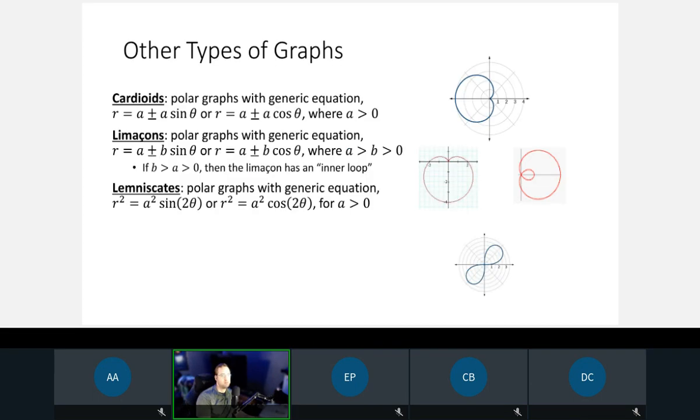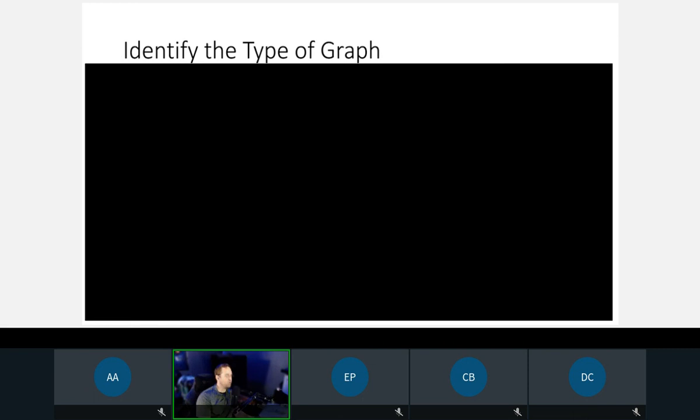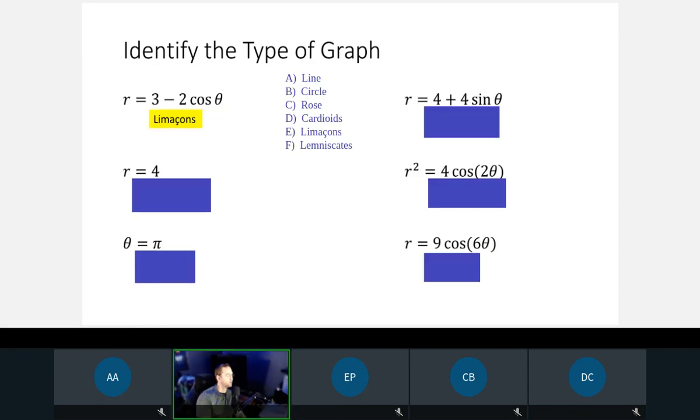playlist. Here we go. So let's go over these answers real quick. Time's running out. So number 1, that is a limaçon. A and B are different, so it's not a cardioid. That is a limaçon. Number 2, A and B are the same. See, 4 and 4, those are the same. So it's definitely a cardioid.